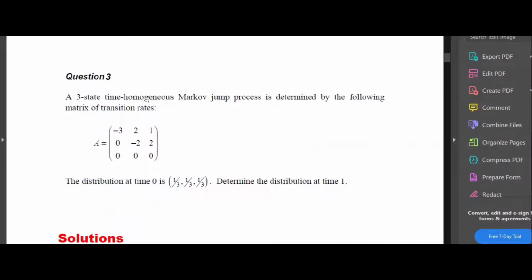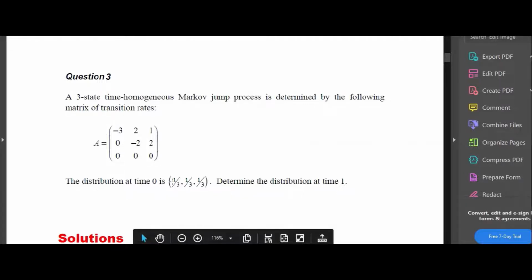A three-state time homogeneous Markov jump process is determined by the following matrix of transition rates. Given the distribution at time 0 is 1/3, 1/3, 1/3, the question is: determine the distribution at time 1.